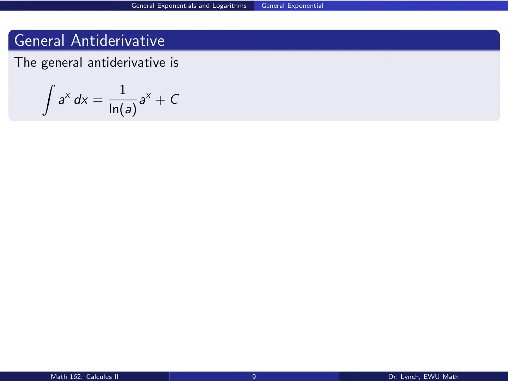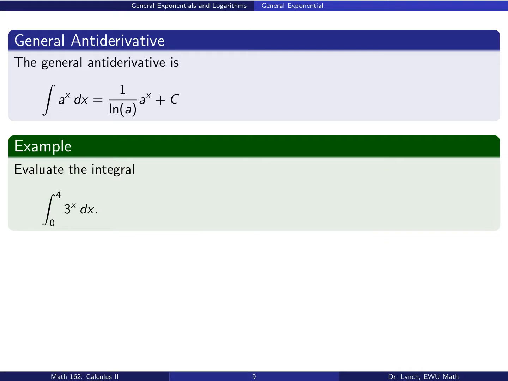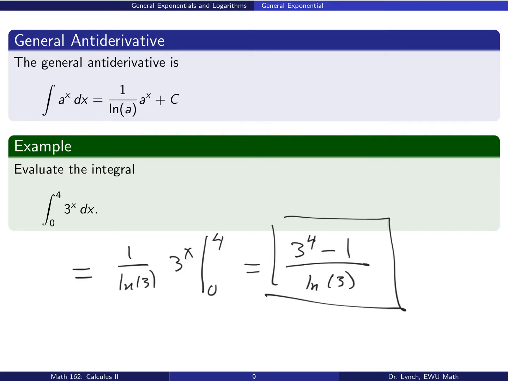With every derivative comes an antiderivative rule, and here is the antiderivative of the general exponential function. The general antiderivative of a to the x dx is 1 over natural log of a times a to the x plus a constant. Let's go ahead and have a look at this integral. We can see that the fundamental theorem of calculus and this general antiderivative formula gives us the general antiderivative of this exponential function. In this case, the value of the definite integral is 3 to the 4th minus 1 over the natural log of 3.